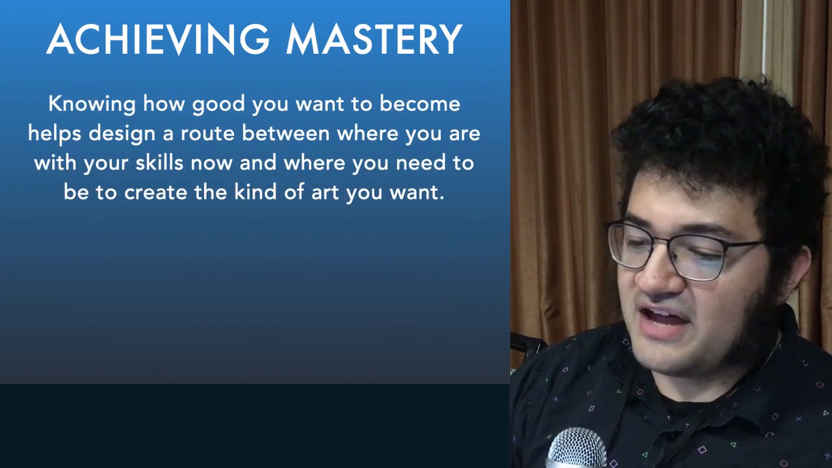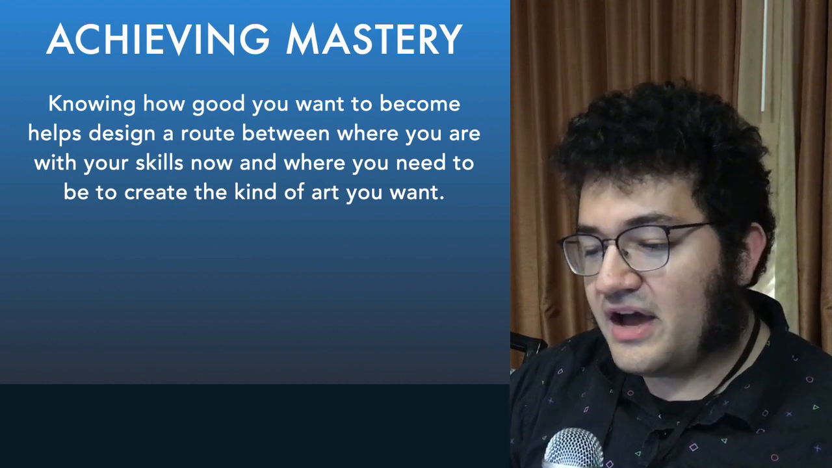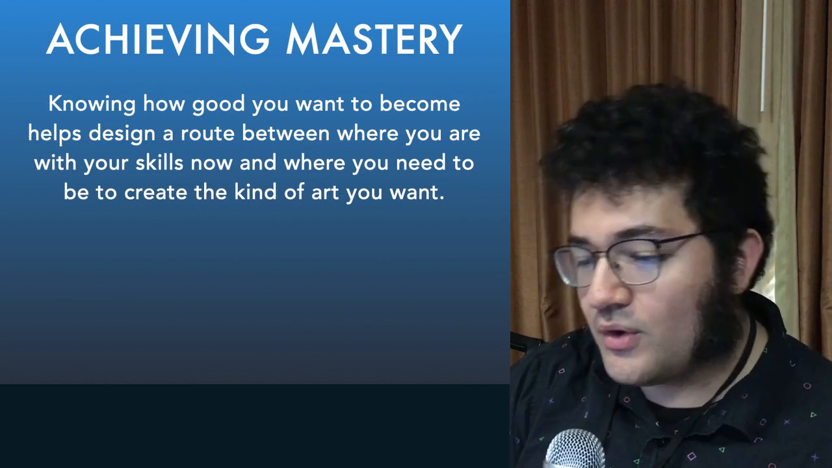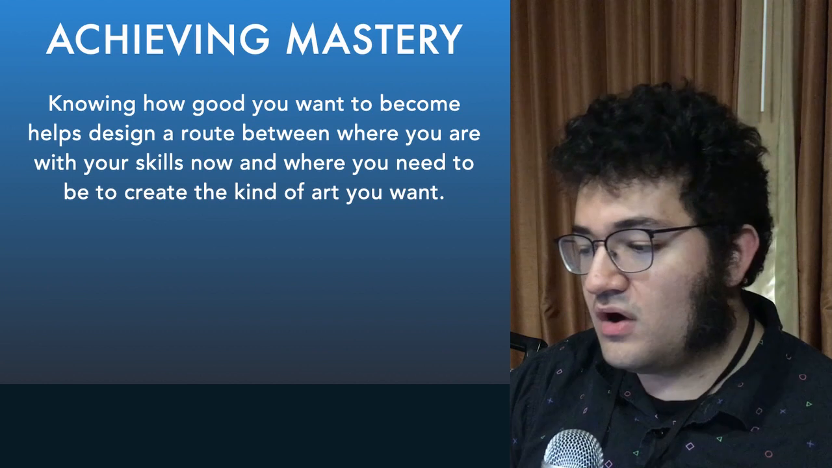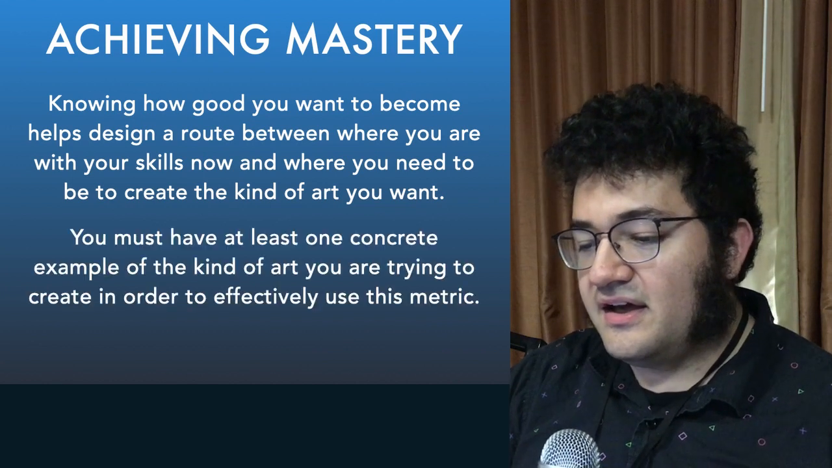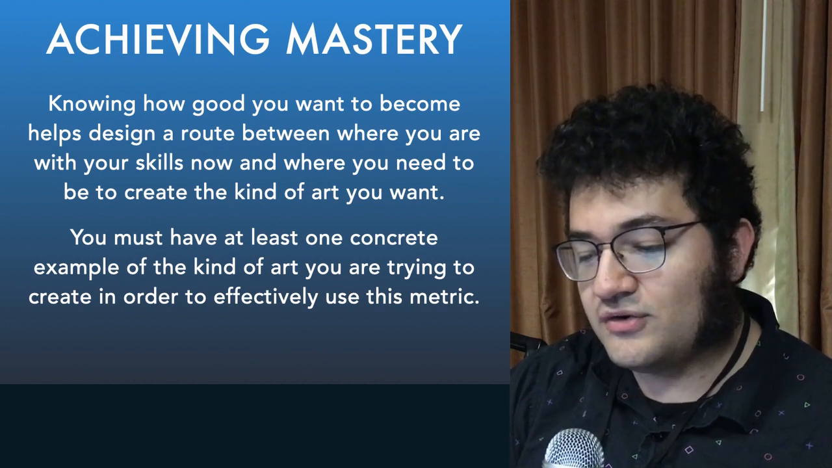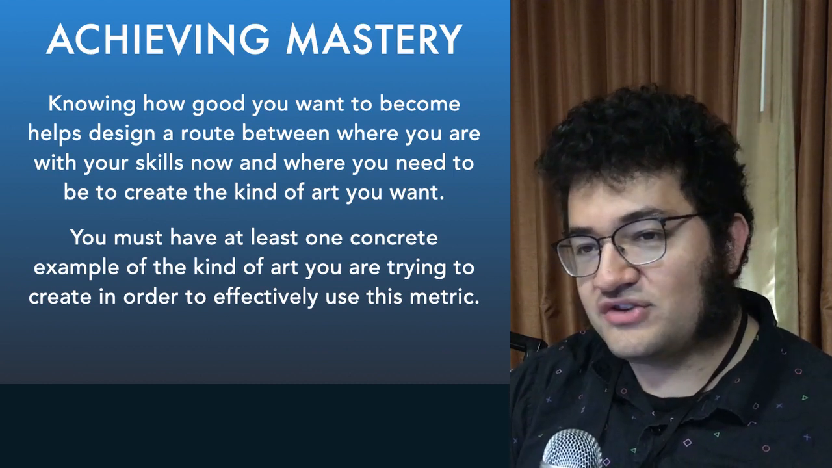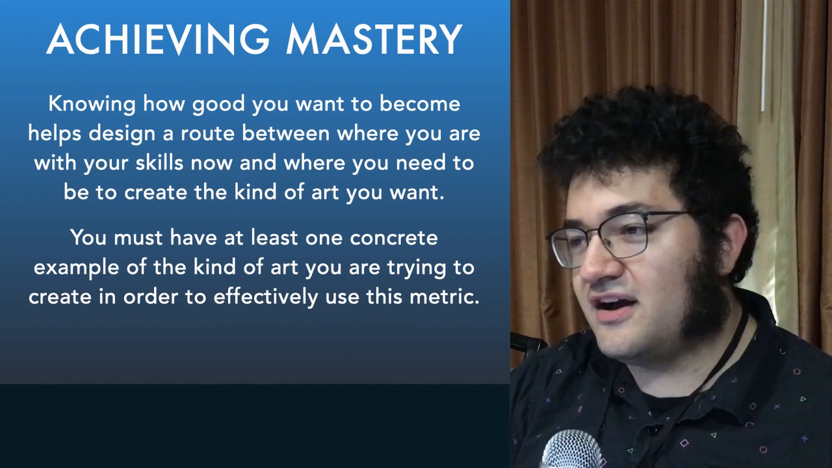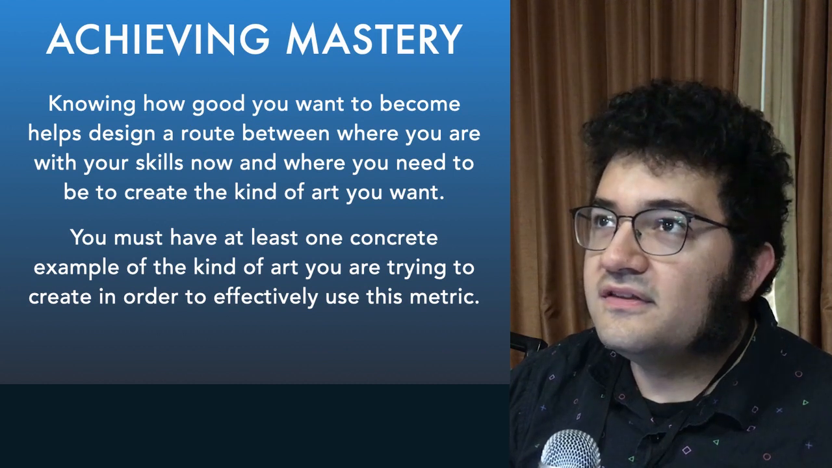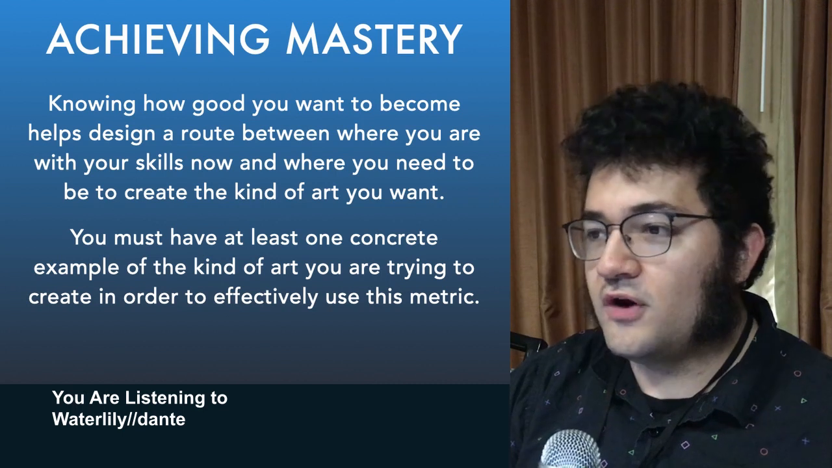In the question of achieving mastery, you need to know how good you need to become. Knowing how good you want to become helps design a route between where you are with your skills right now and where you need to be to create the kind of art that you want. And to know how good you want to become, you have to have at least one concrete example of the kind of art you're trying to create in order to effectively use this metric. Now, the nice thing about that, the best artists, or the artists we admire, there's publication. Publication, whether it's in book form, animated form, whether it's just online.